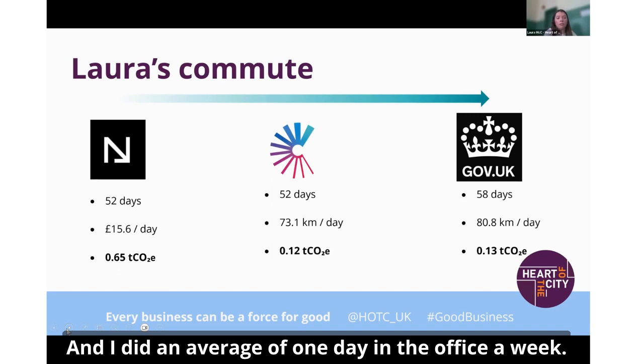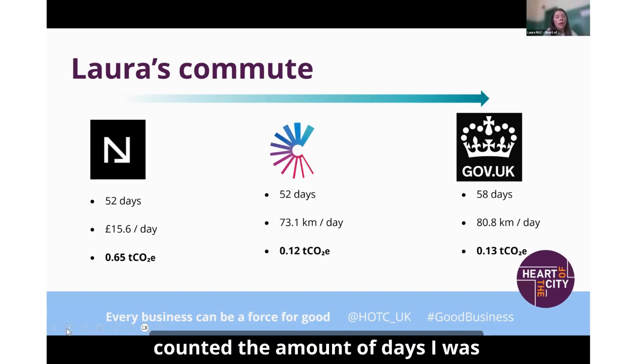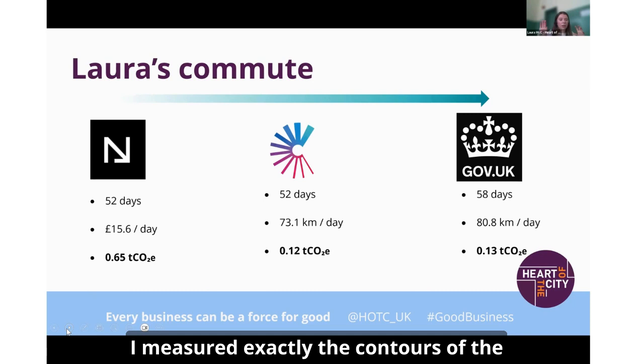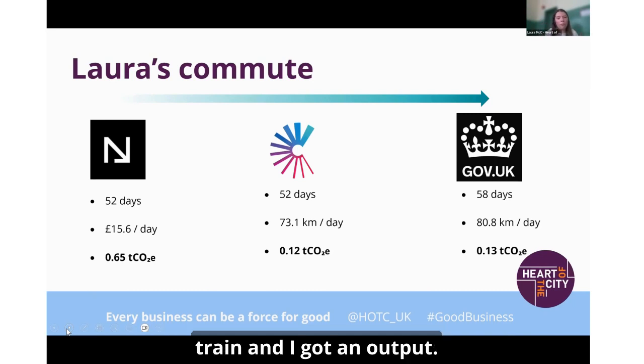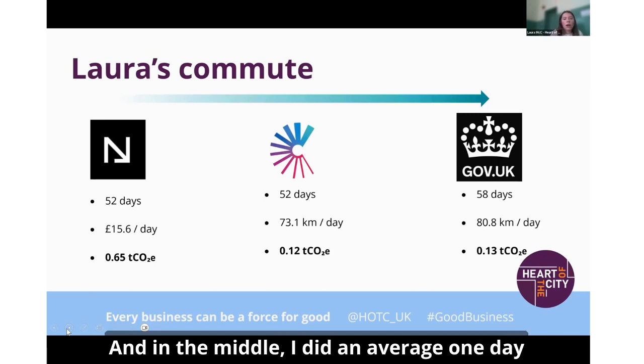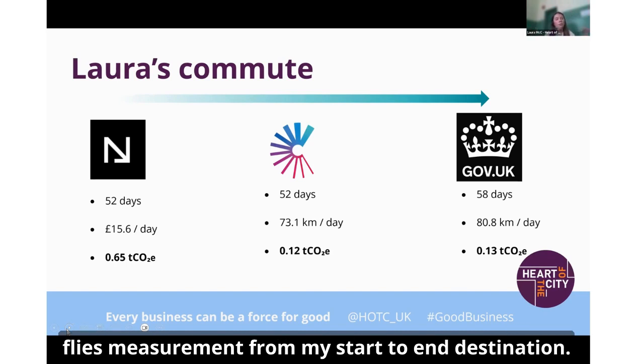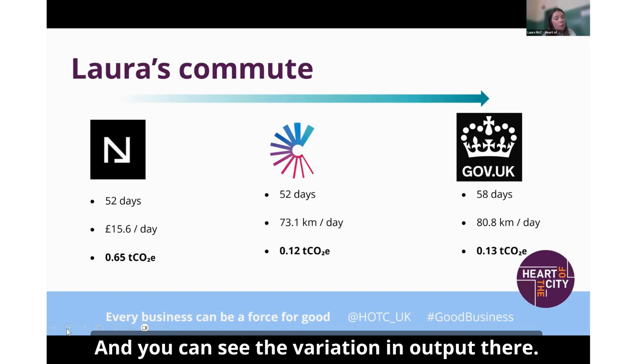And I did an average of 1 day in the office a week. I used the government spreadsheet and actually counted the amount of days I was in the office as 100% accurate. I measured exactly the contours of the train and I got an output. And in the middle, I did an average 1 day a week in the office and an as the crow flies measurement from my start to end destination. And you can see the variation in output there.